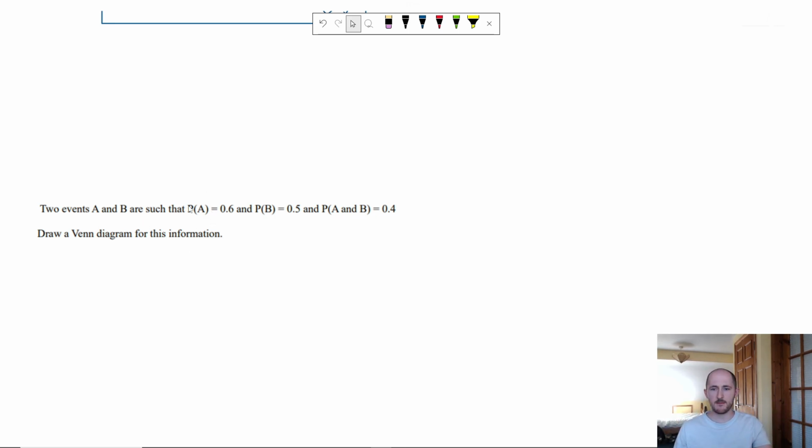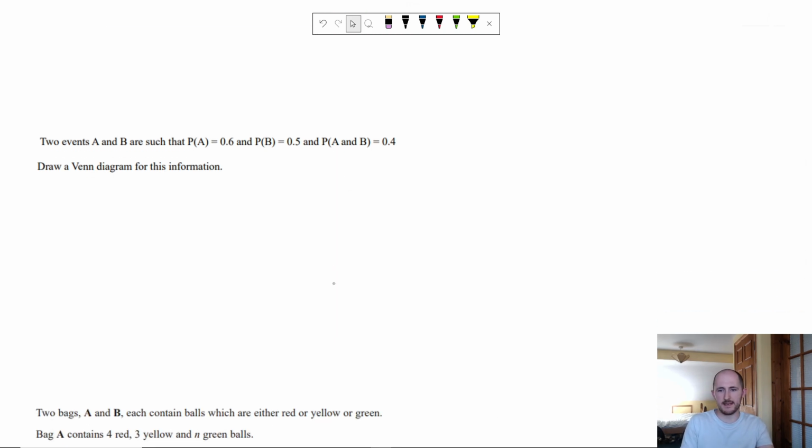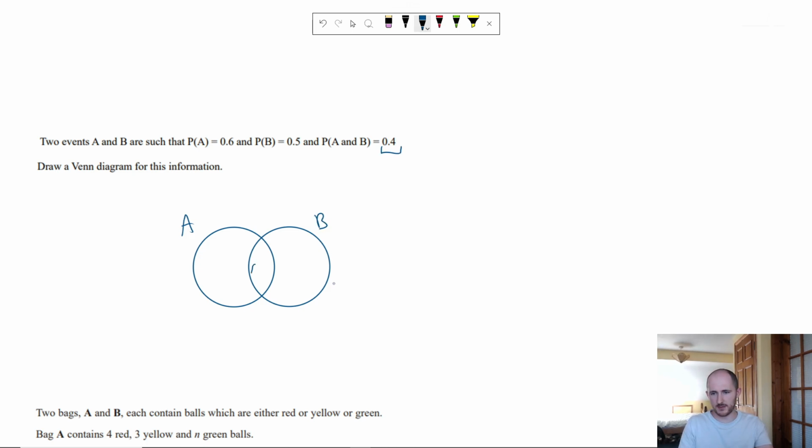It gives me the probability of A, B, and the probability of A and B. Draw a Venn diagram. So all we need is two overlapping circles. This time I'm going to make the overlap a lot bigger. Call that A, call that B. Start from the middle like we did in the previous questions. So 0.4. Probability of A is 0.6. So 0.6 minus 0.4 gives me 0.2. And 0.5 minus 0.4 gives me 0.1.